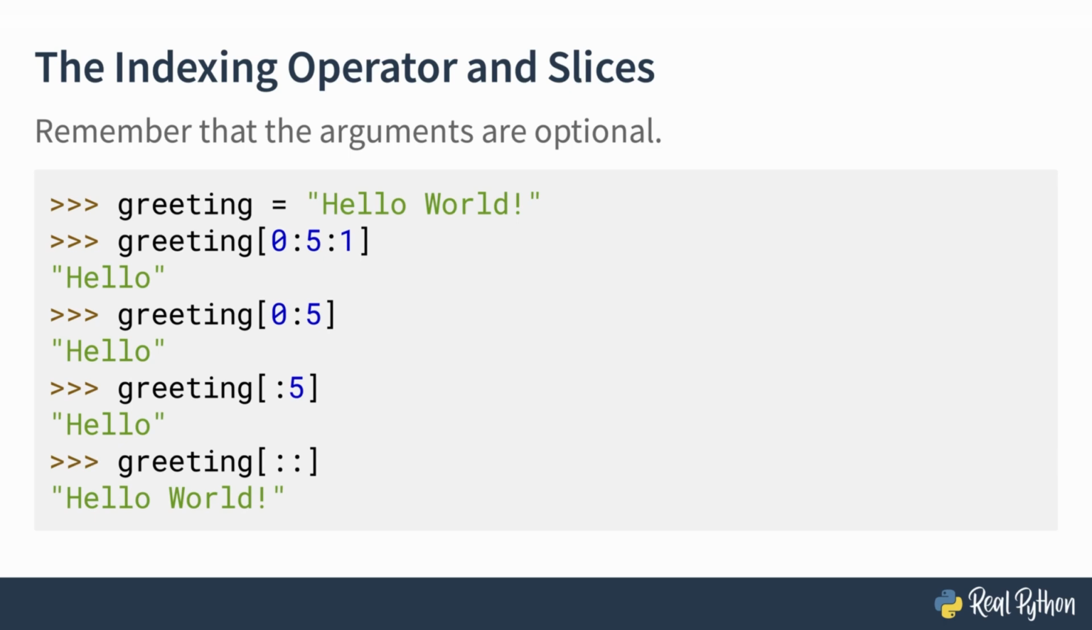Finally, just to show that all the arguments are optional, if you just pass colon colon to the bracket operator, the entire string is returned. I recommend experimenting with different sequence types, such as lists, as well as different arguments to the bracket operator. Recall that the step argument specifies the interval at which items are indexed. A step equal to 2 would index every second element between start and stop.